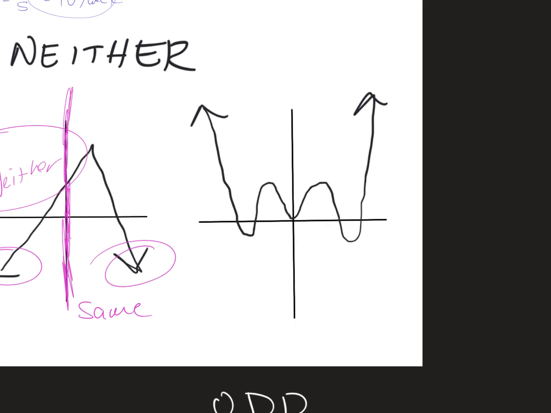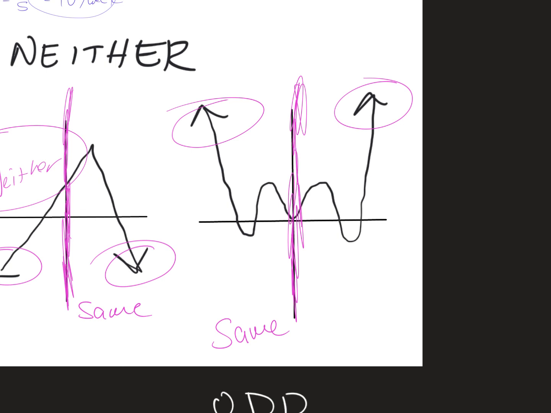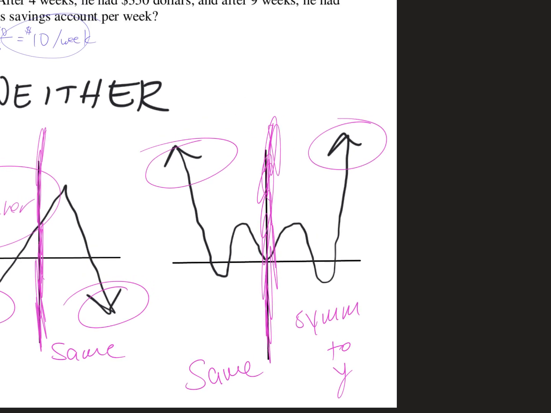Last one. Arrows are the same, okay. Now pretend I did this perfectly. Does the y-axis make the left-hand side exactly the same as the right? Yes, this is symmetric to the y-axis, so this is what kind of a function? There you go.